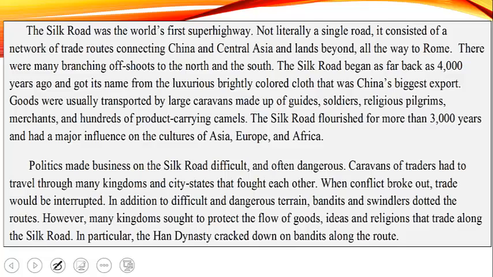However, many kingdoms sought to protect the flow of goods, ideas, and religions that traded along the Silk Road. In particular, the Han Dynasty cracked down on bandits along the route.